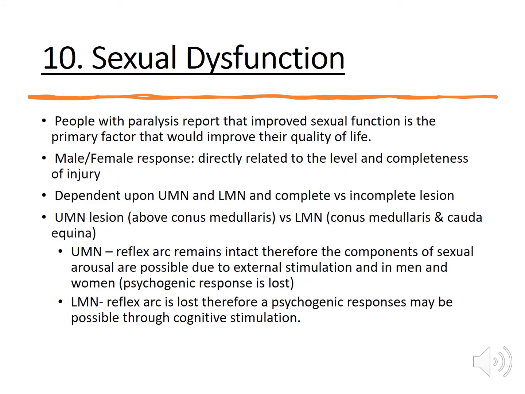So this next one we're going to be talking about is sexual dysfunction, and people with paralysis report that improving their sexual function is the primary factor that would improve their quality of life. For people with tetraplegia, it is the second most important thing after regaining the use of their hand. So it is a very important part of an individual's sense of self-esteem and their overall well-being.